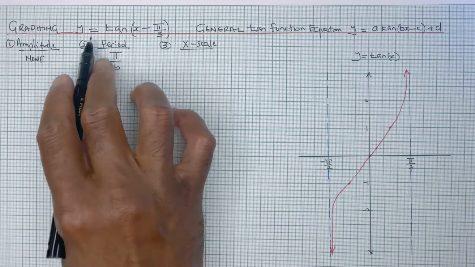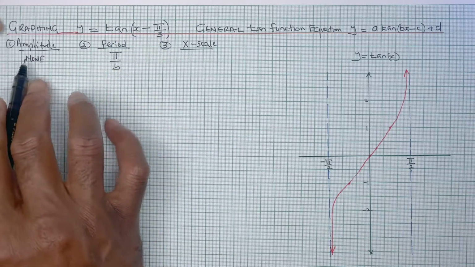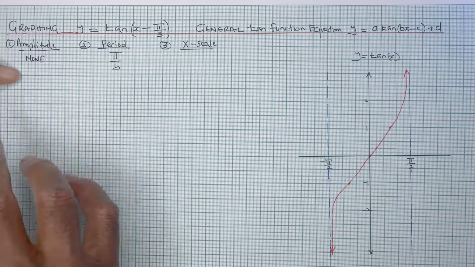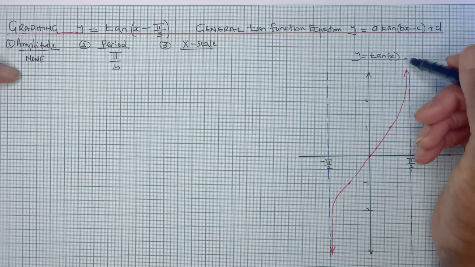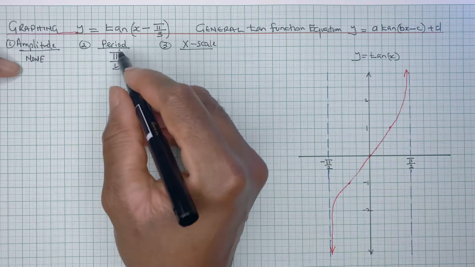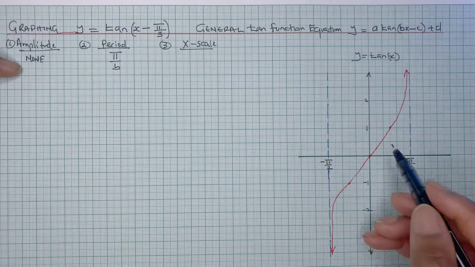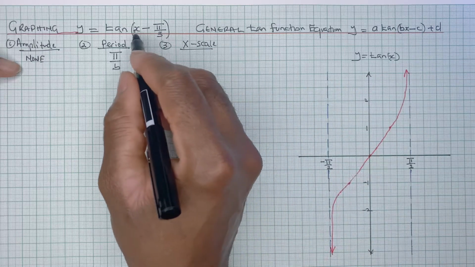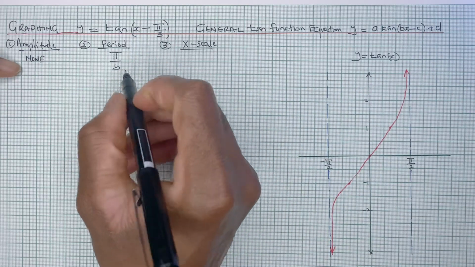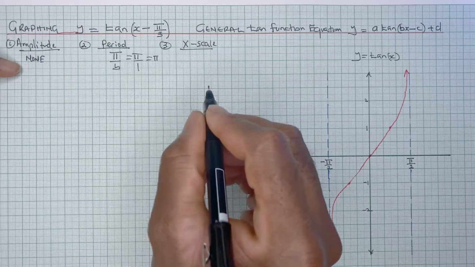Okay, so to sketch the graph of y equals tan(x − π/3), we look for the amplitude. It doesn't have any amplitude because the graph goes from negative infinity to positive infinity. And the period is π over b. In this case, b is 1, so the period here is going to be π over 1, which is π.